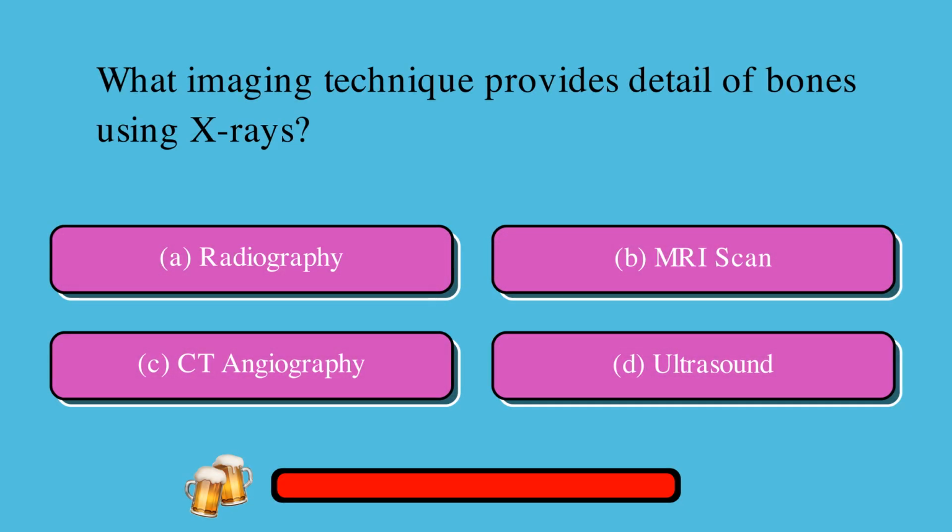What imaging technique provides detail of bones using X-rays? A. Radiography, or B. MRI scan, or C. CT angiography, or D. Ultrasound? The correct answer is A. Radiography.